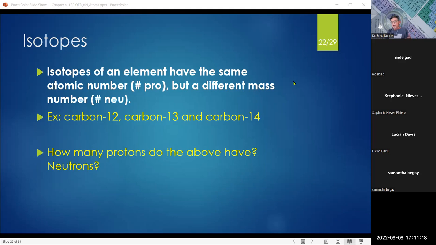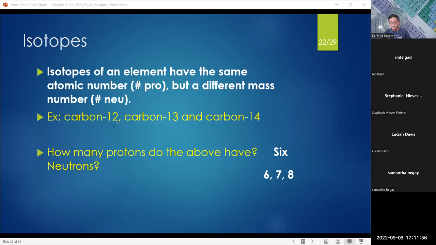Isotopes, basically what I've been talking about. Isotopes of an element have the same atomic number, which means the same number of protons and the same number of electrons, but their mass number changes depending on how many neutrons they have. In this example, we have carbon 12, carbon 13, and carbon 14. Carbon 11 also exists, okay? All of them have 6 protons and 6 electrons, but they differ respectively in the number of neutrons.